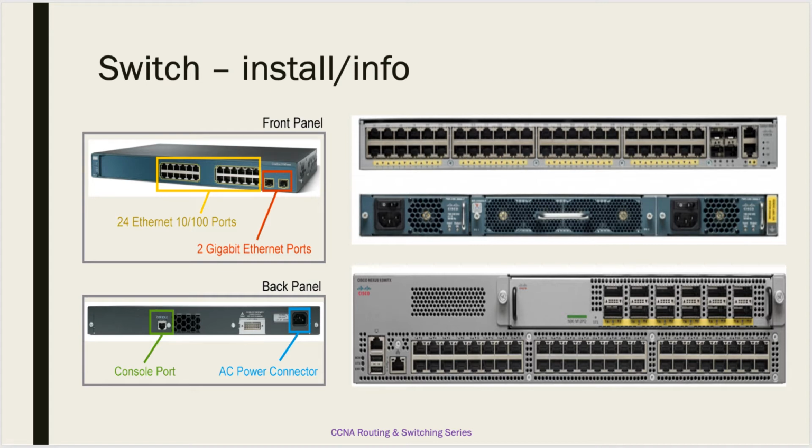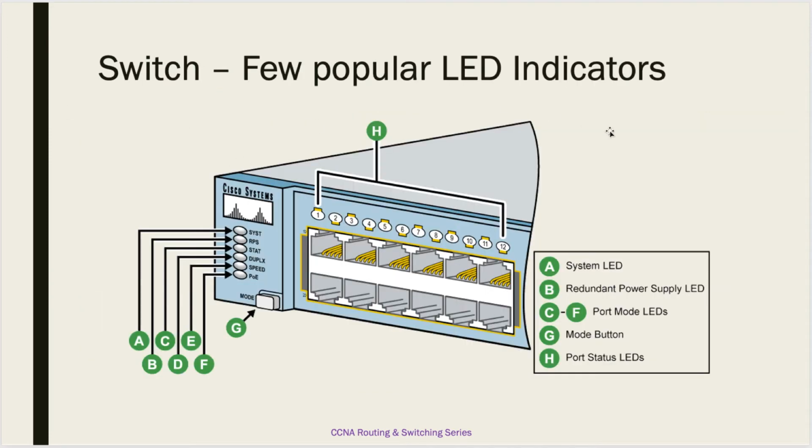Again, every switch has different types of LEDs, but there are a lot of LEDs which are common across most platforms. So let's take a look at an example switch and the different LEDs available on that particular switch. In this case, we are looking at one of Cisco's Catalyst switches. On these Catalyst switches, there are different types of LED indicators.